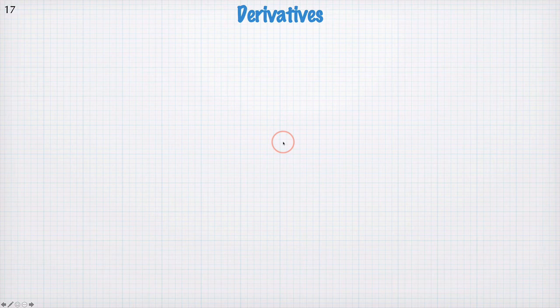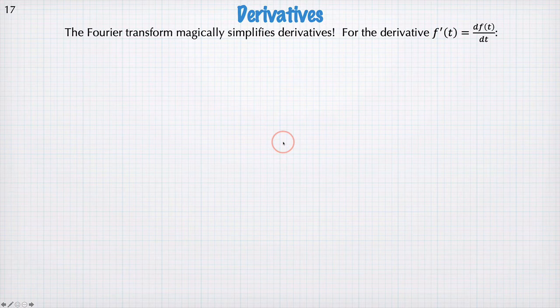So we're getting to the end now of the properties of Fourier transforms, but there's one here which I think has to be my favorite, certainly the one that I've used the most in my career as a physicist, and that is what the Fourier transform does to a derivative. Fourier transforms magically simplify derivatives.